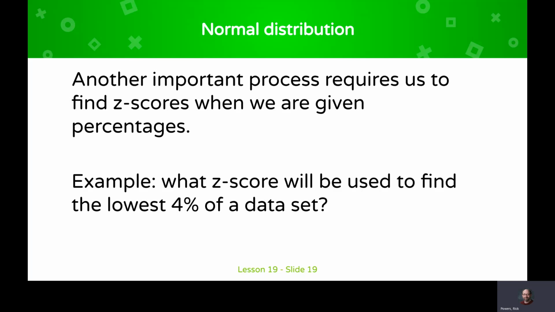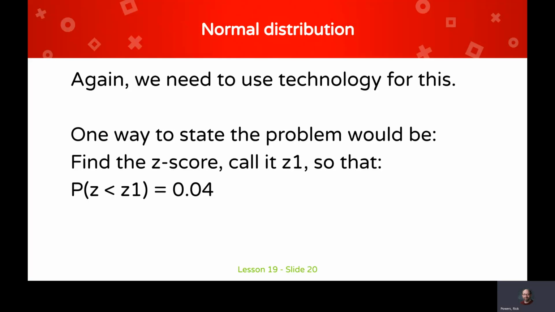Another important process requires us to find z-scores when we're given percentages. Example, what z-score will be used to find the lowest 4% of a data set? Again, we need to use technology for this. One way to state the problem would be find the z-score, let's call it z1, so that the probability that z is less than z1 is equal to 0.04.